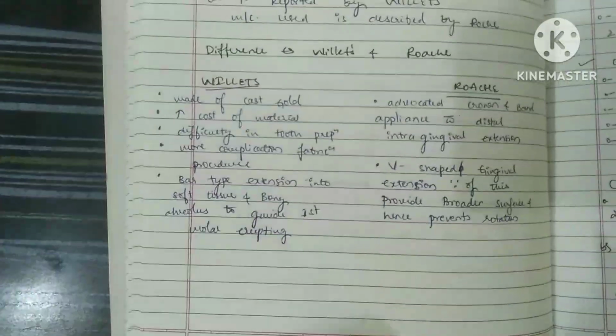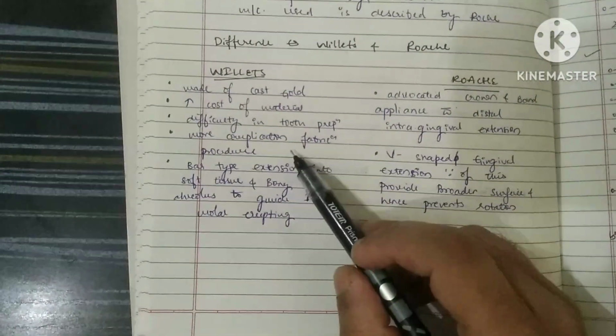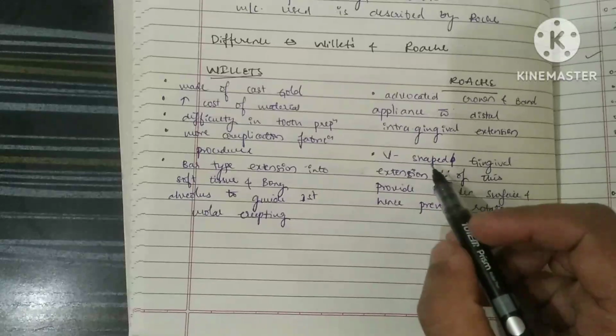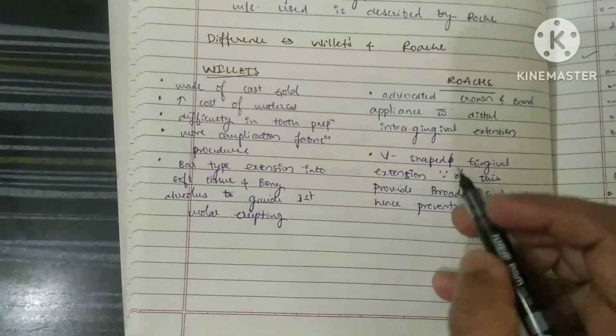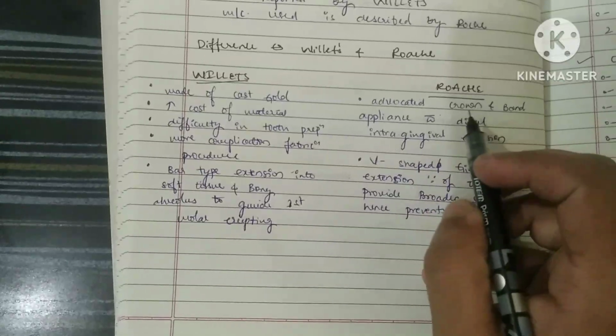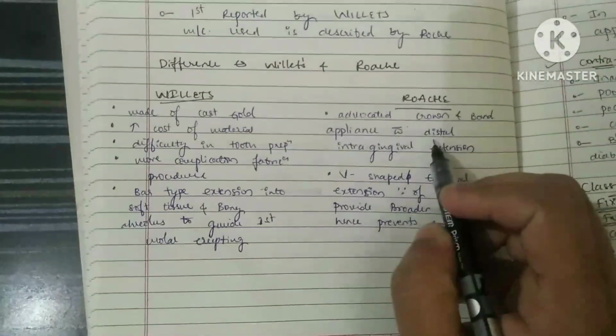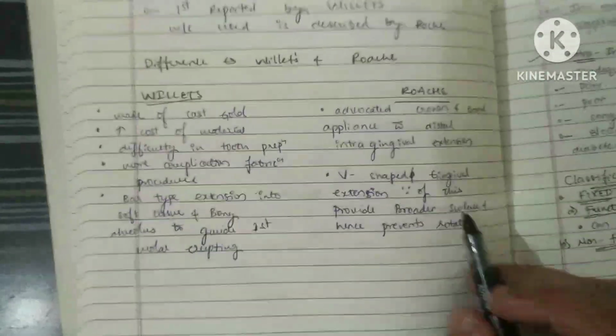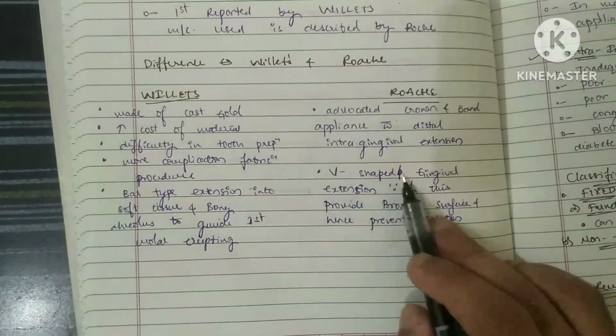See, in this, which type of extension did we use? In this we use the bar type of extension, but here we use the V-shaped gingival extension. Hence, the advocated appliance is the crown and band appliance with distal intragingival extension. So here we are going to use the V-shaped gingival extension.